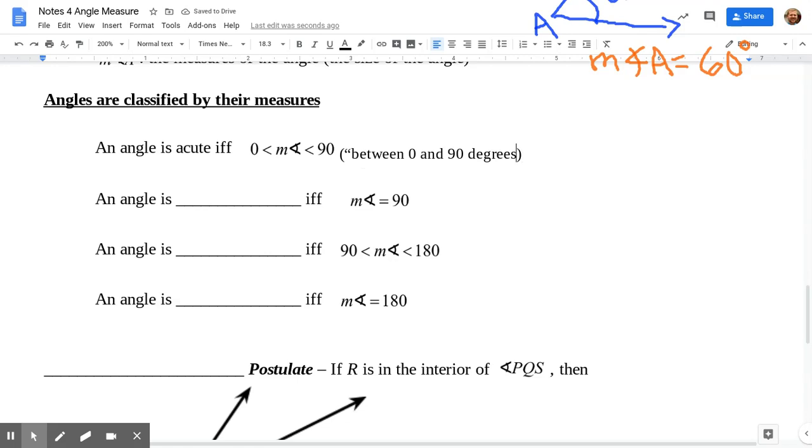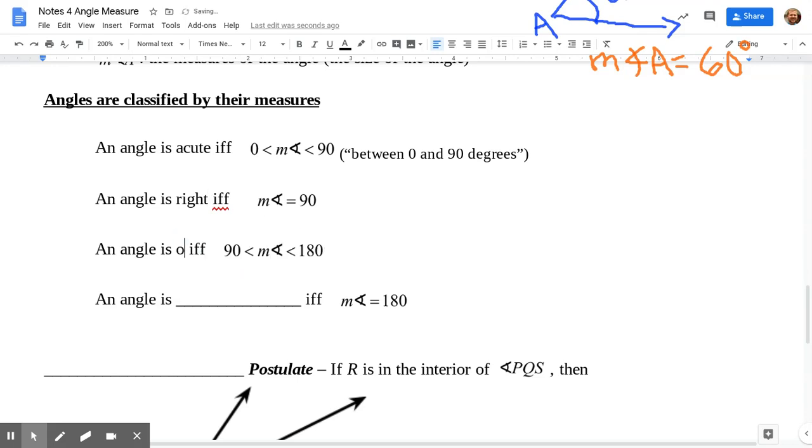So note that this would exclude a value of 0 and a value of 90, because when we get to a measure of 90, we have a name for that. That is called a right angle, and that is if we're exactly equal to 90 degrees. If we have a measurement that is between 90 and 180 degrees, so not equaling 90 or 180, but somewhere in between those, that is the classification of obtuse. And if an angle equals 180 degrees exactly, that is what we call a straight angle.